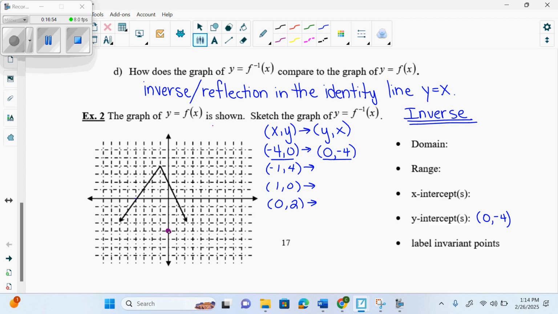Okay, then we have -1, 4. That's going to become 4, -1. That's just a coordinate. So we go to 4 and -1. We sketch that way. 0, 2 is going to become 2, 0. So this is a y-intercept. It's now going to become an x-intercept. And then this is an x-intercept. It's now going to become a y-intercept.